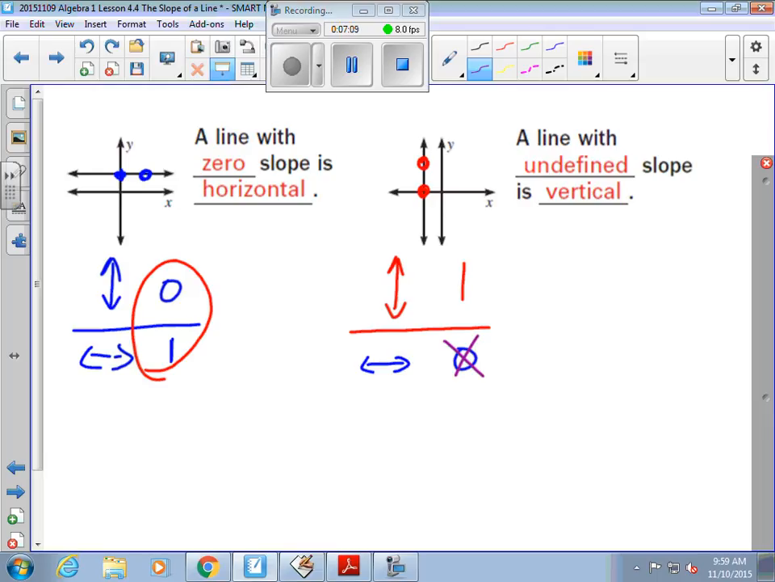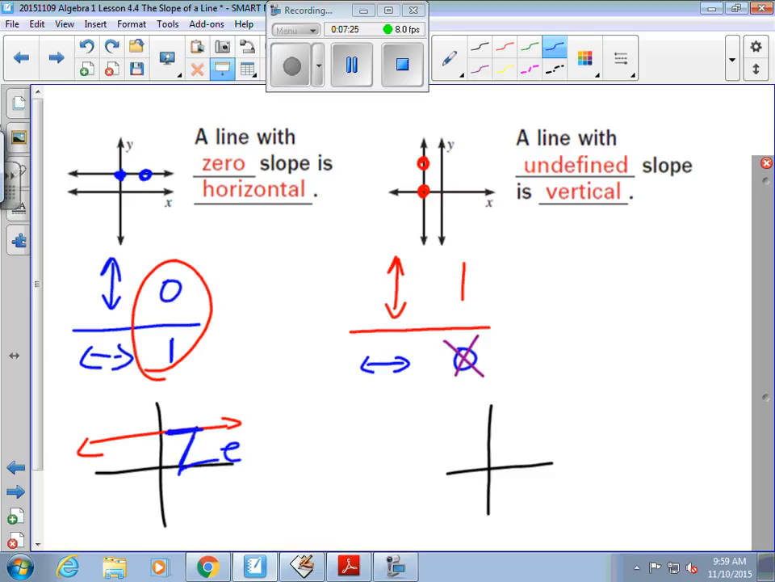Just by looking at the pictures, another way you can remember one versus the other: if it is horizontal, like a 0 slope, you can take that line and write 0. See, I can make it a 0. For a vertical line like this, you can make a line right here and write no slope, because something that is undefined is considered no slope, an undefined slope.